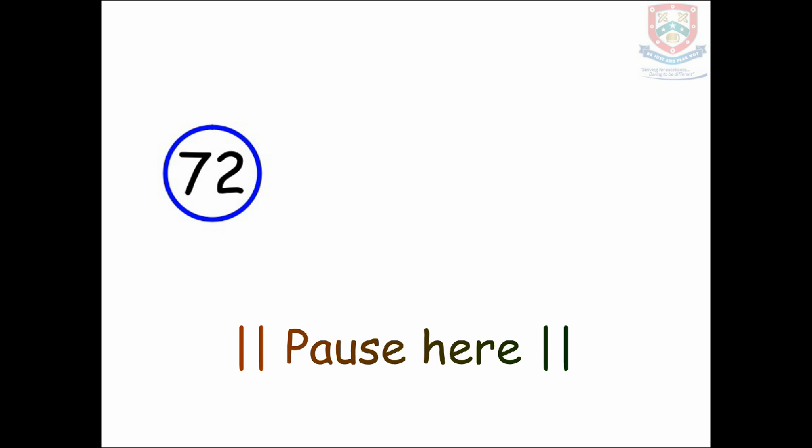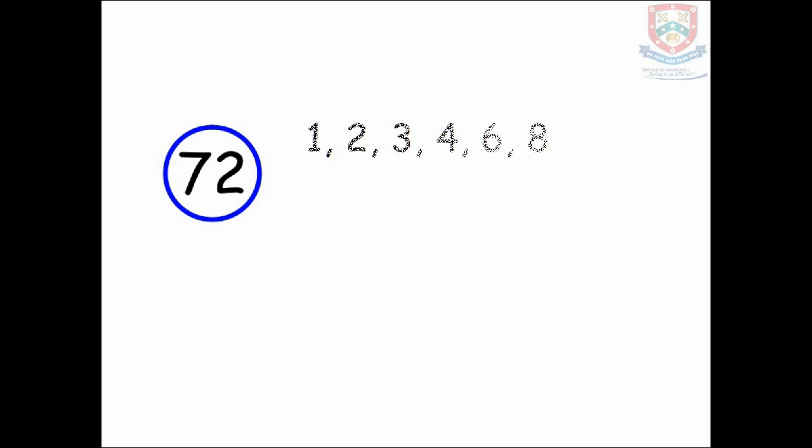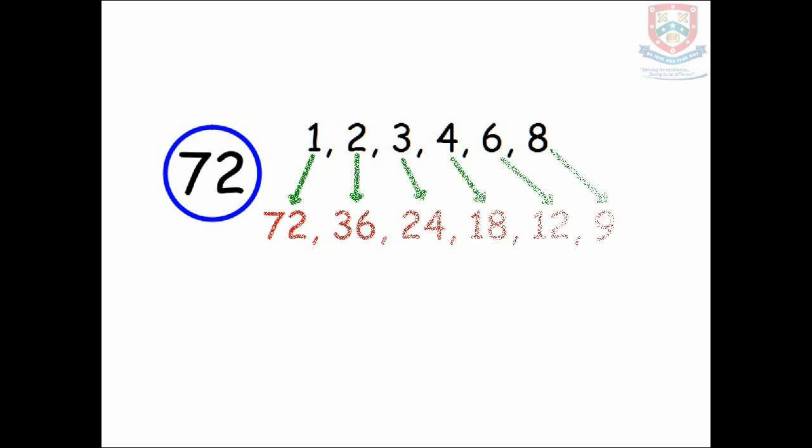Now it's your turn. You might like to pause here and have a go at trying to find all the factors of 72. Here's a hint. The first 6 factors are the numbers 1, 2, 3, 4, 6, and 8. Did you find all of their partners? Make sure that every single factor you have has its factor pair, a number that can be multiplied by it to give you your original number. Well done if you did manage to find all of them.